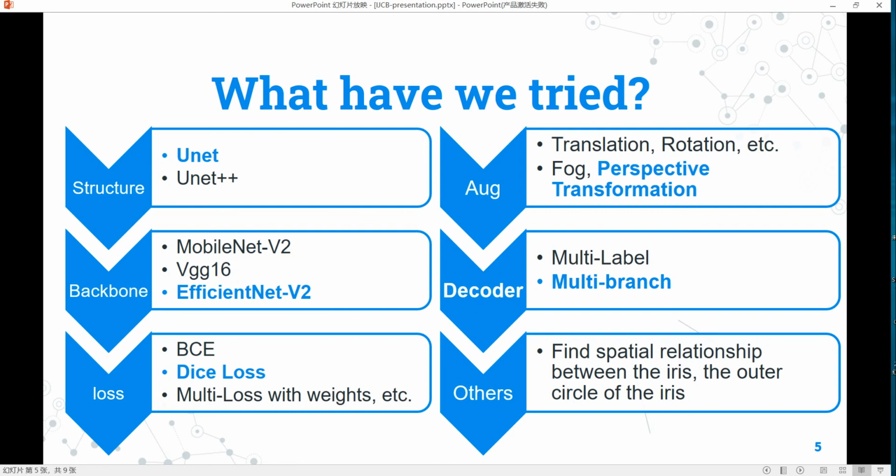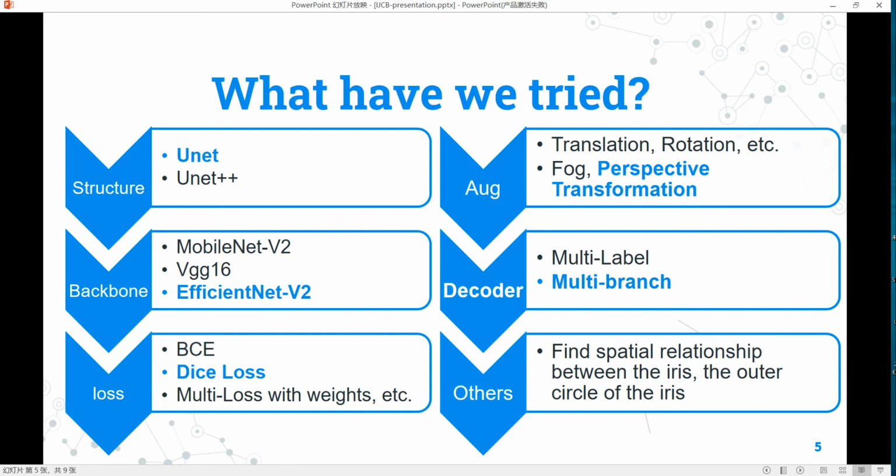Next is the backbone. We tried MobileNet V2, VGG13, and EfficientNet V2. Eventually, we chose the best, EfficientNet V2.